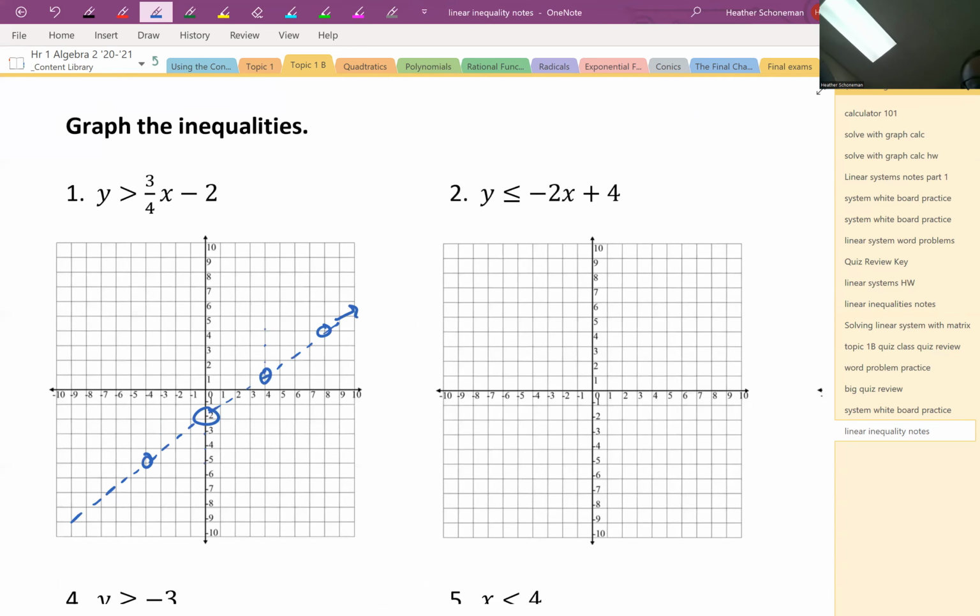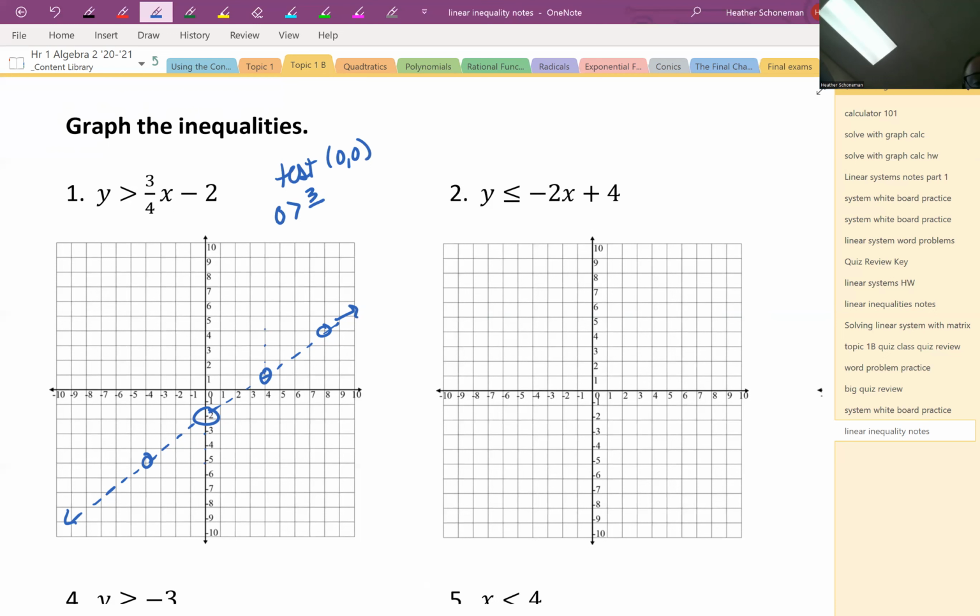Now that I have this, I want to shade it, because when it was an equal sign, that just meant everything up to the line and just on the line. But now with an inequality, it's everything on one side of the line. So what we're going to do is pick a test point. And the easiest test point to use is the point 0, 0, because we're going to have to plug this point in, and 0 is always easy to plug in. So I'm going to plug in a 0 for x and a 0 for y.